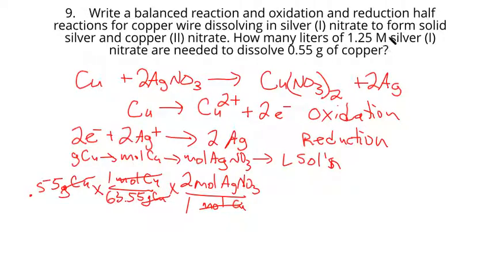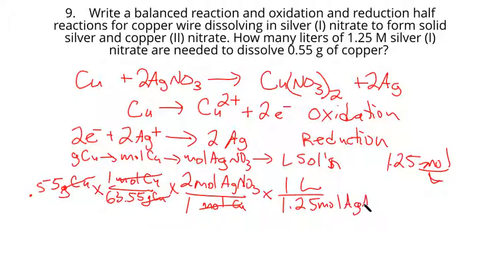We're going to use the molarity as a conversion factor, and this 1.25 molar can be rewritten as 1.25 moles per liter. When we're using this as a conversion factor, we want the moles to cancel out, so we will put 1 liter on top, and on the bottom we will put 1.25 moles, and that's moles of silver nitrate.